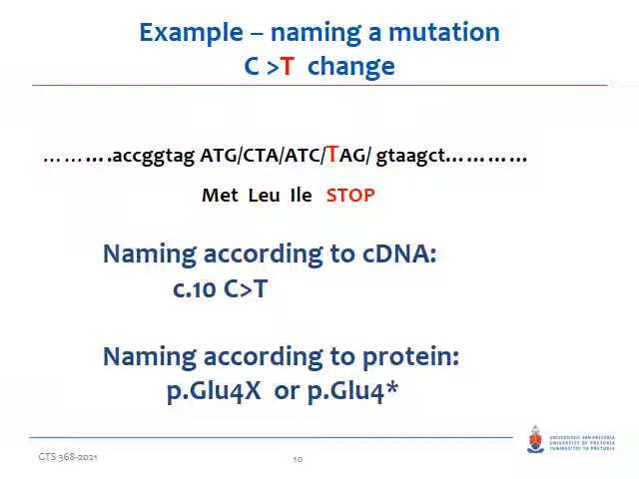In this case, the mutation will be described as c.10C>T, and the protein accordingly as p.Glu4X or p.Glu4*. Note there is a c. before the coding DNA and a p. before the protein.